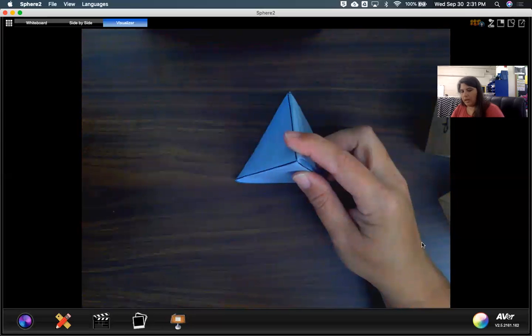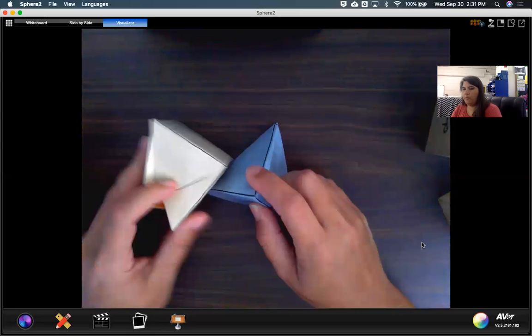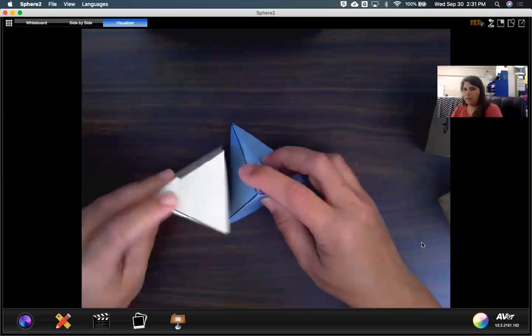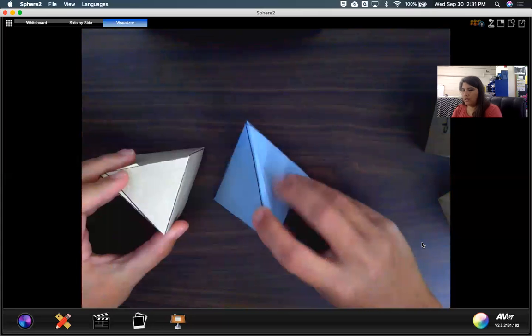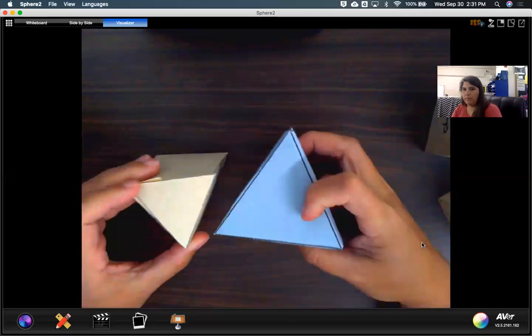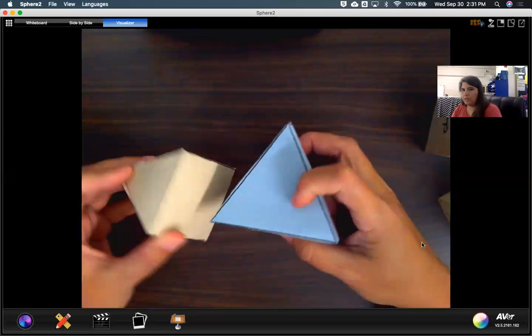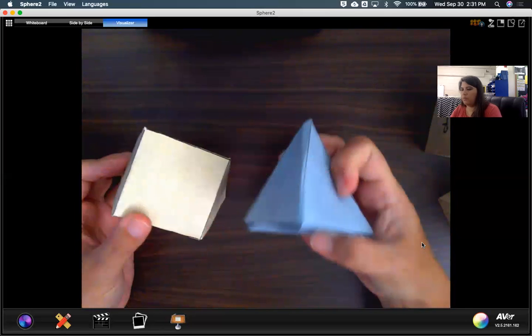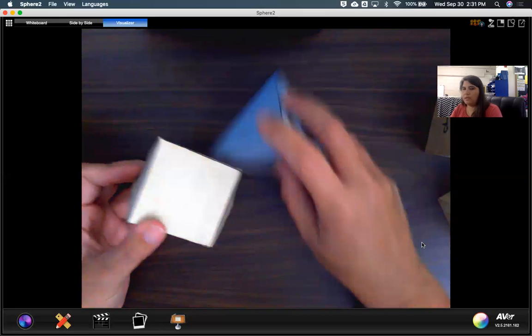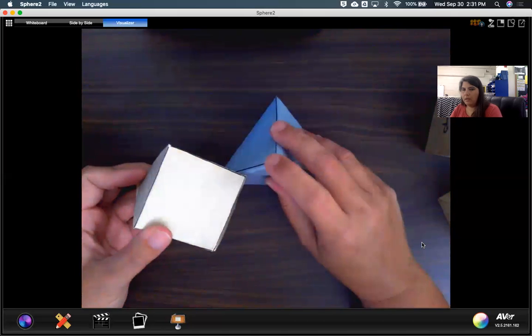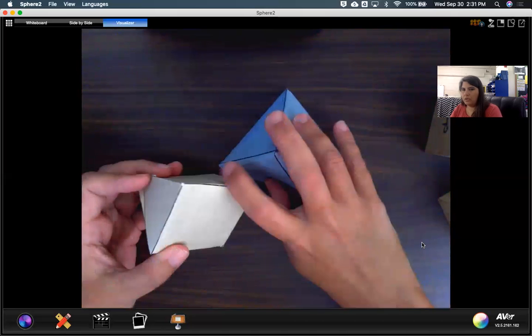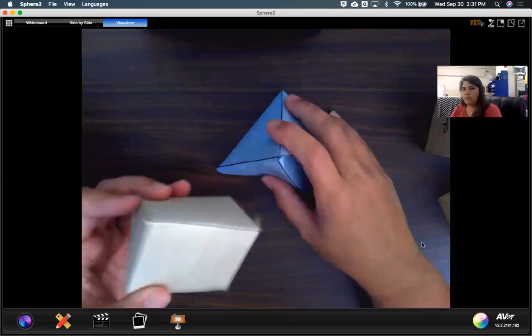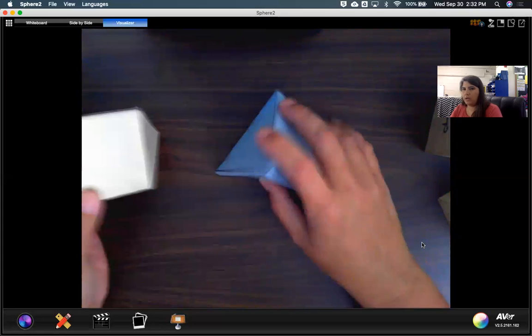And this was a triangular prism. So when you hold them like this, they look the same. But when you turn them to the side, you can see one meets at a point, the other meets at an edge. So prism, triangular pyramid.